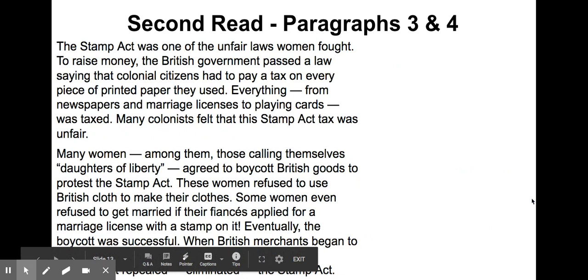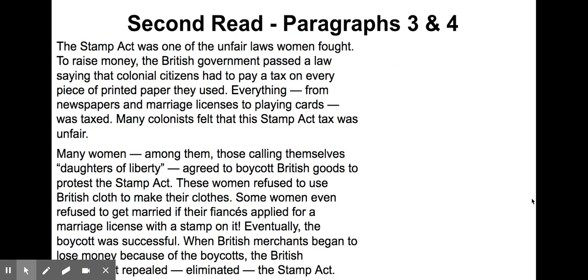Second, read paragraphs 3 and 4. The Stamp Act was one of the unfair laws women fought. I remember seeing and hearing that before. I remember that this was talking about people having to pay money to buy certain things of paper. So I'm going to circle that. To raise money, the British government passed a law saying that colonial citizens had to pay a tax on every piece of printed paper they used. So I was correct. This said they had to pay extra money if they wanted to buy a piece of paper to be used.